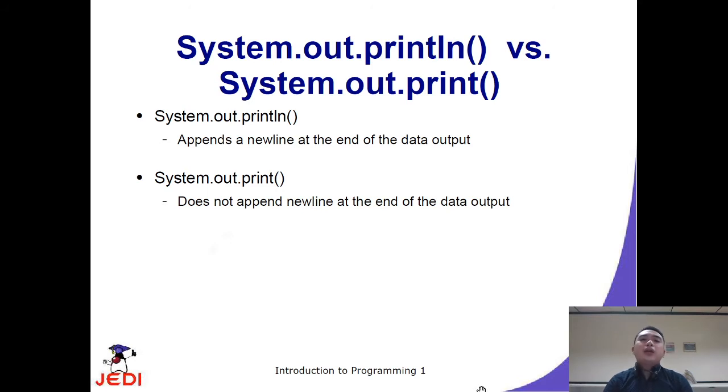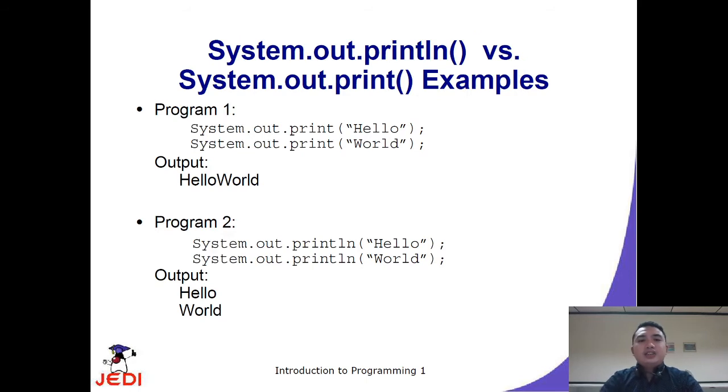System.out.println will append a new line at the end of the data output enclosed in the parentheses. System.out.print does not append a new line, so it goes straight on. So if you use System.out.print with hello, then System.out.print with world, it will just combine, because it is not println. And there is no space, as you notice. That's why the two strings are combined in the output.